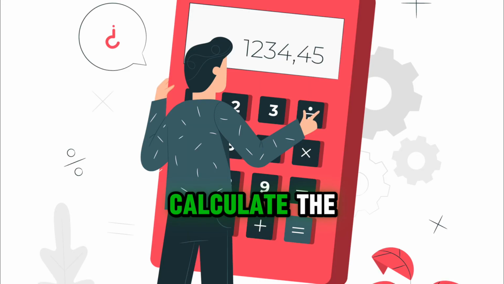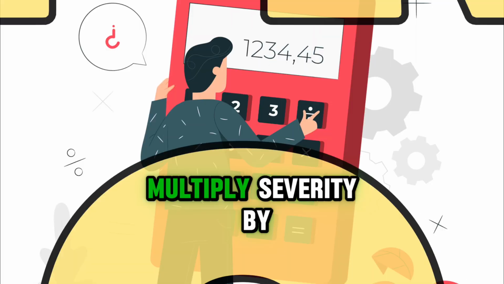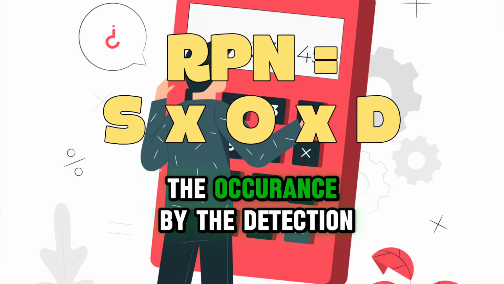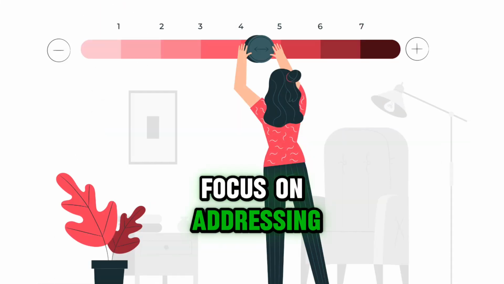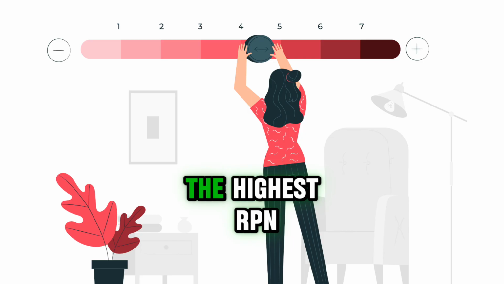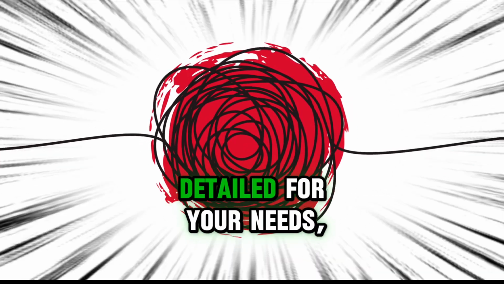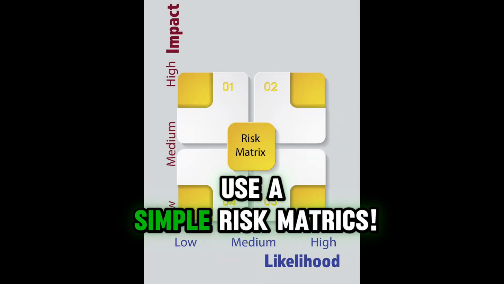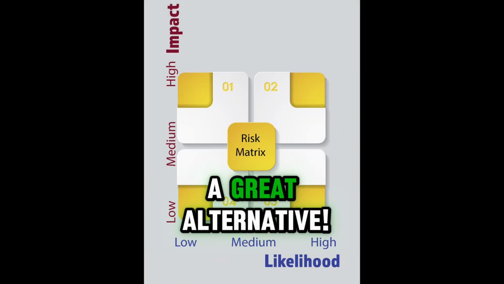Third, calculate the risk priority number, RPN. Multiply severity by occurrence by detection, and then focus on addressing the risks with the highest RPN scores first. If FMEA feels too detailed for your needs, use a simple risk matrix.